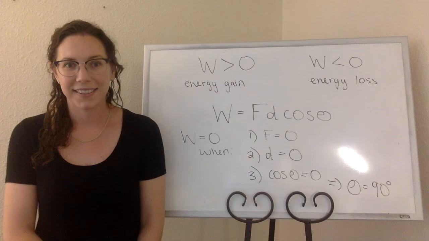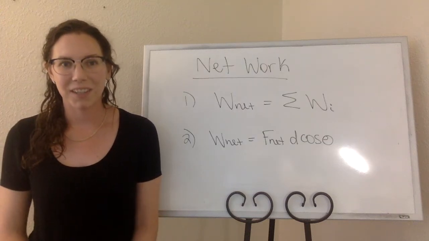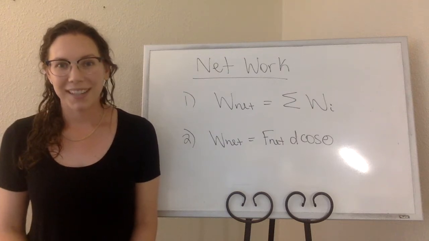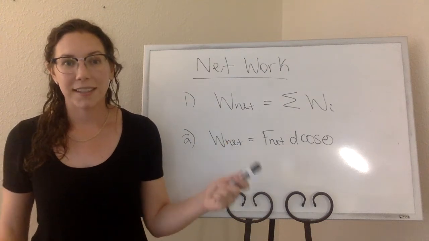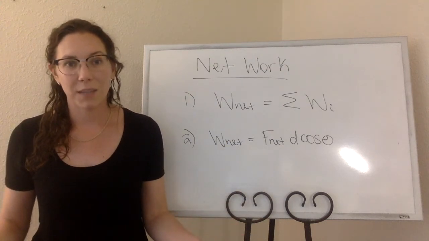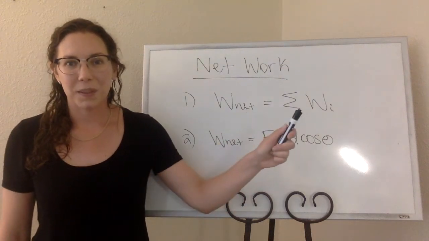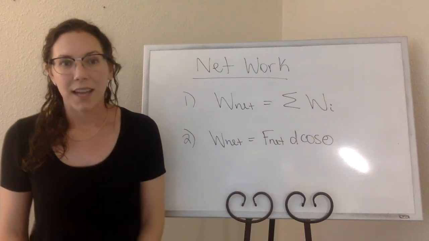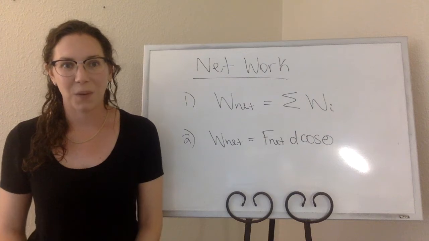Often we'll need to calculate the net work done on an object, especially as we get into the work kinetic energy theorem. So there's two ways to calculate the net work done on the object. The first way is by summing the work done by all of the individual forces acting on the object. So we have the net work equals the sum of all of the individual works done on that object. And this method is useful especially if you've already found the work done by each force.